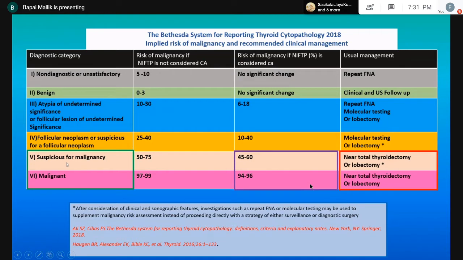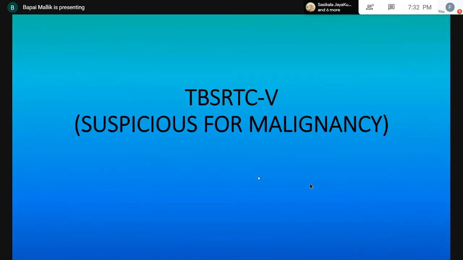The important thing that we should all realize is the fact that in spite of them being put under two different categories, the usual management protocol is the same. So in both of them, it is either near total thyroidectomy or lobectomy. As far as the implied risk of malignancy is concerned, if NIFTP is considered a carcinoma, it is from 45 to 60% in case of suspicious for malignancy and goes up to 94 to 96% in the malignant tumors. So with this, I start with Bethesda category 5.